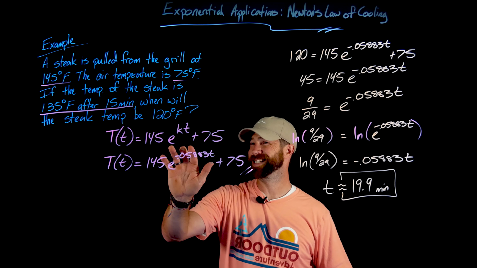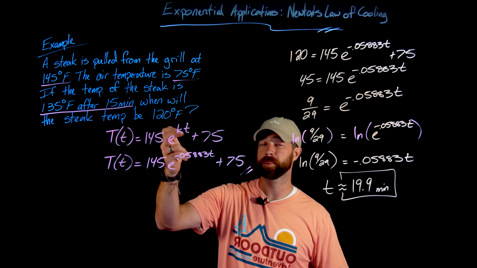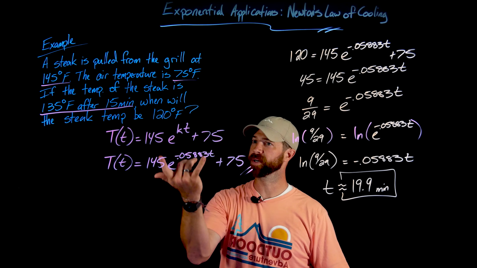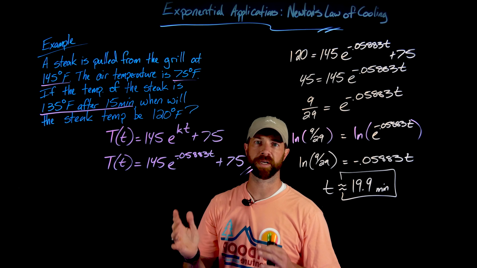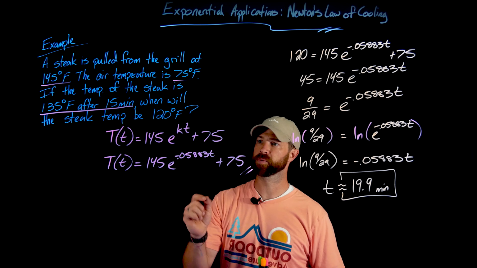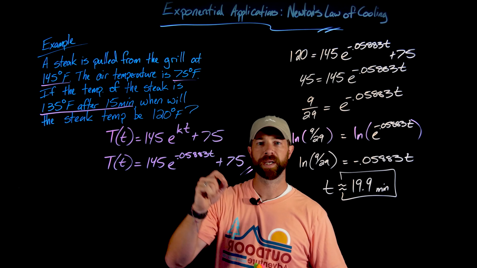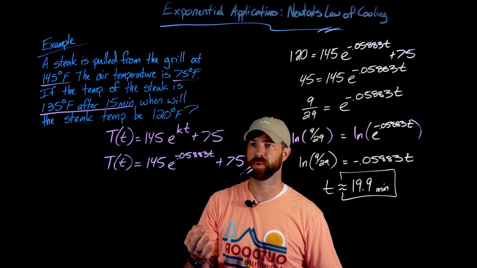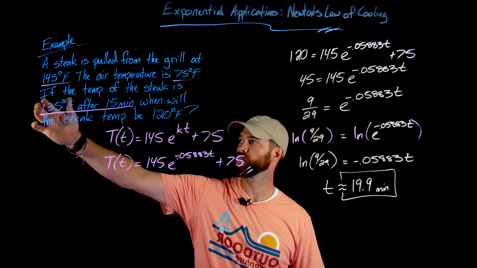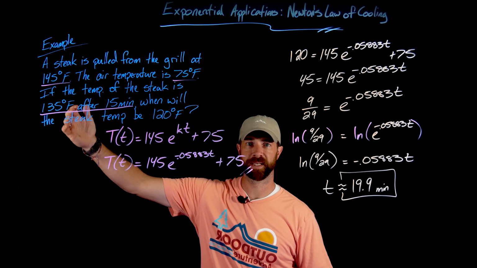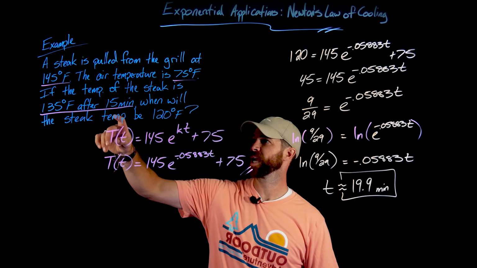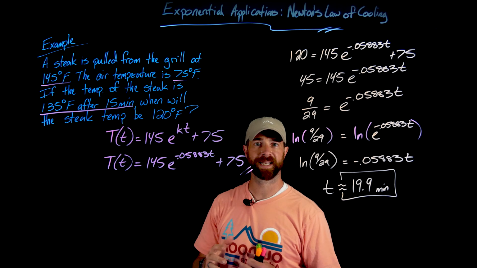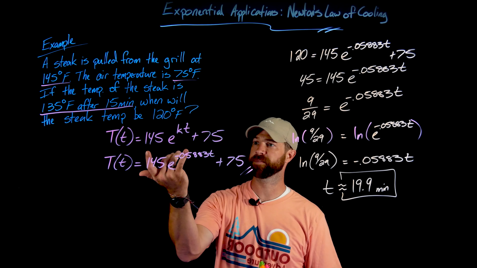We have this e to the kt part where k represents the cooling rate, and our ambient temperature. Always, if we're given this type of information, which is very common, our work first will be to find this k value. In order to find the k value, we either are given our cooling rate or we're given a situation that occurs after the initial temperature. In this case, we had that T of 15 equals 135. We plugged that in and solved for k, which gave us our final model.